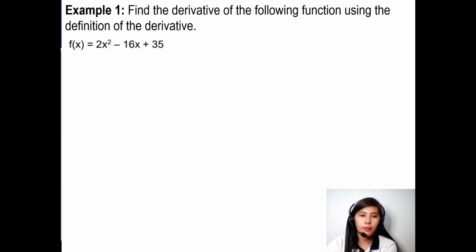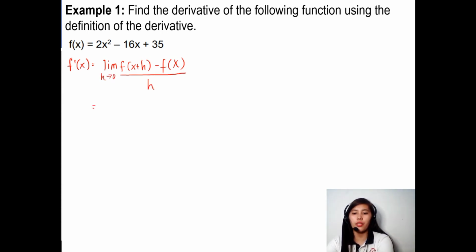we have f prime of x is equal to the limit of f of x plus h minus f of x over h, as h approaches 0. Now let us just substitute our given. So for f of x plus h, all our x in the equation will be substituted by x plus h.